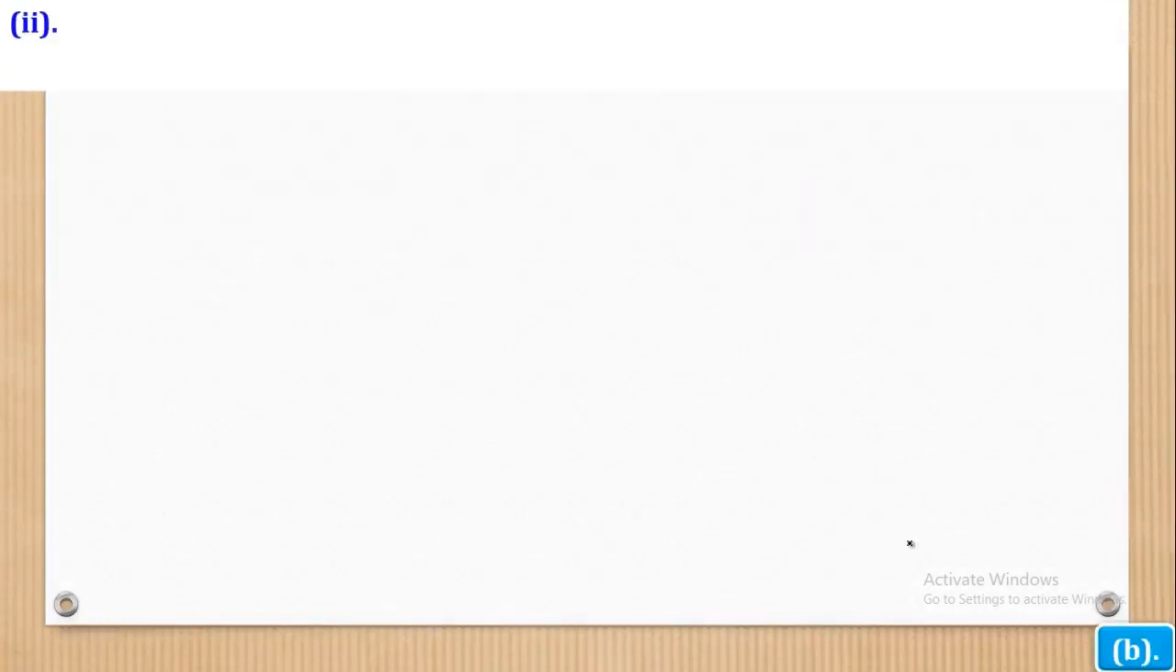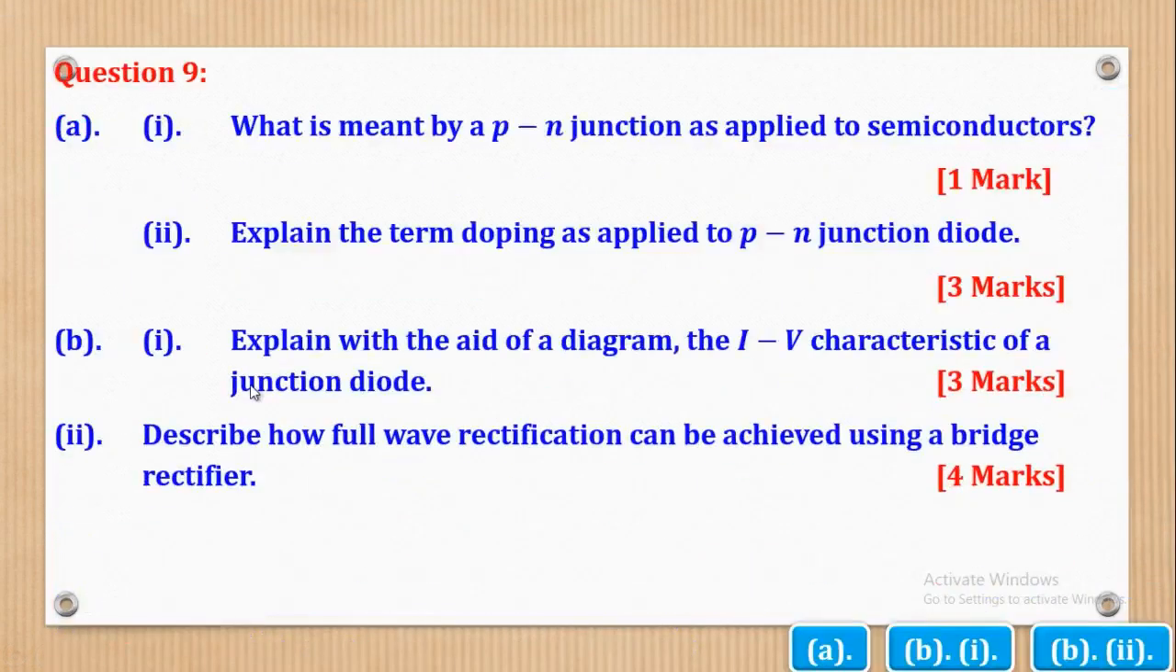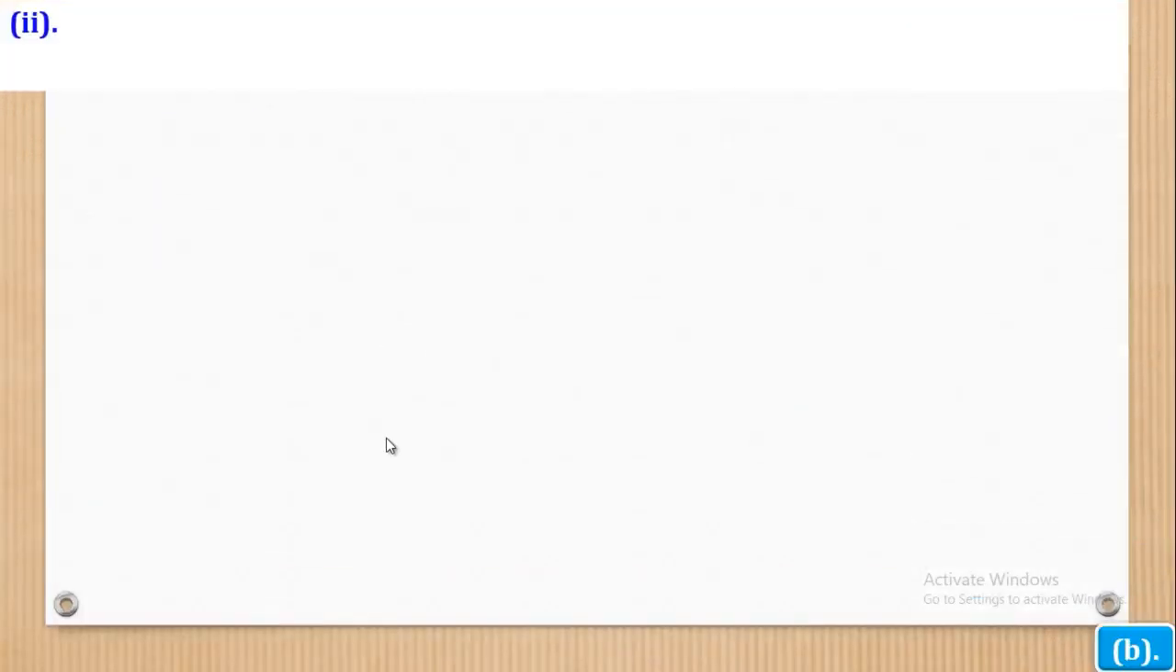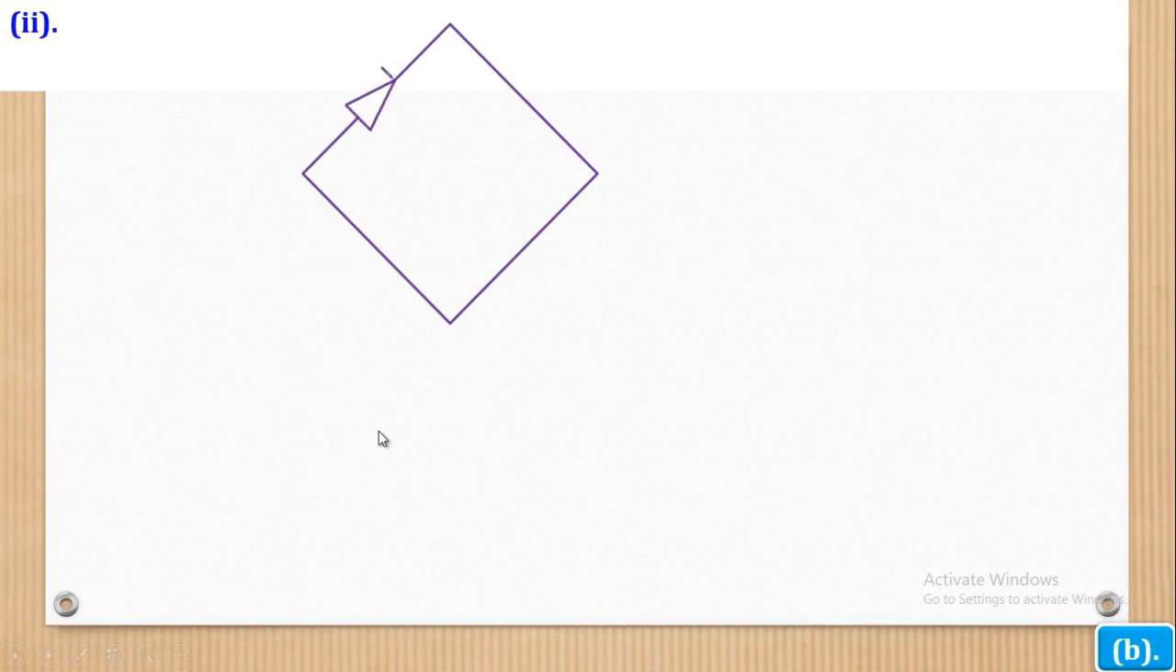So now we shall go to part B, Roman 2. Roman 2 says, describe how full wave rectification can be achieved using a bridge rectifier. So we shall need to first draw a circuit diagram of a bridge rectifier.